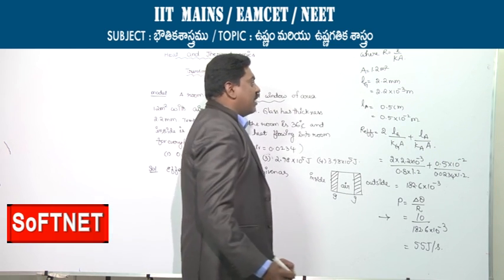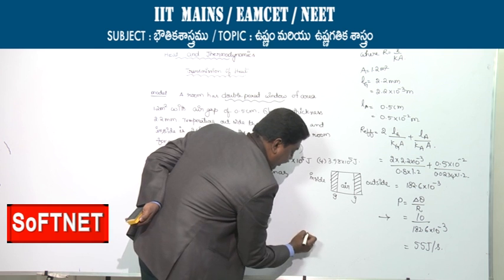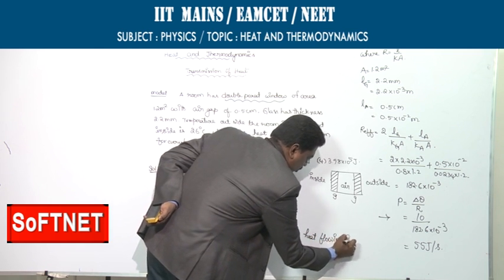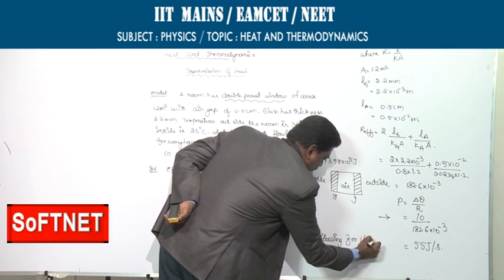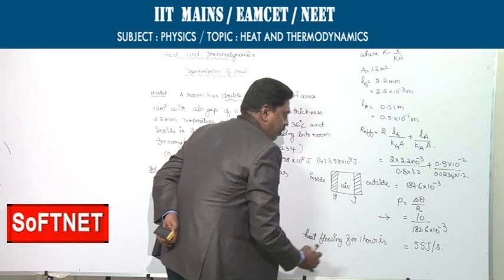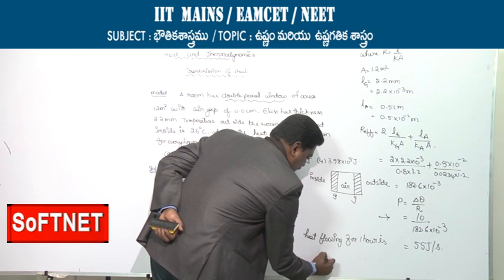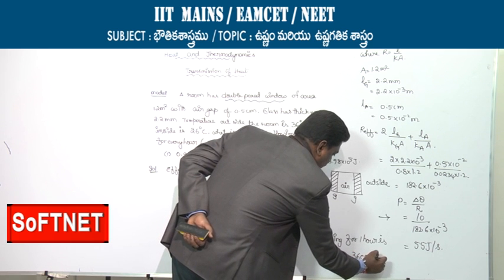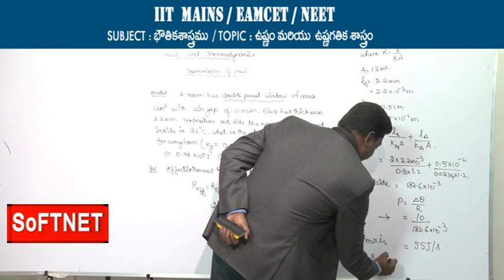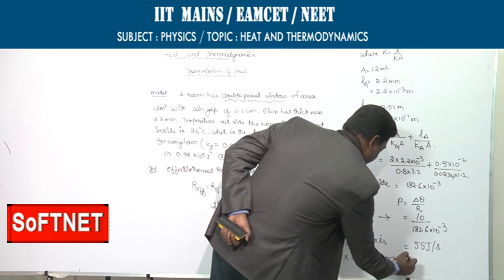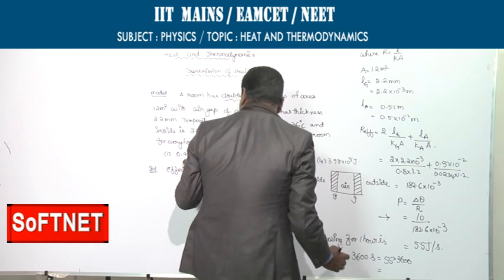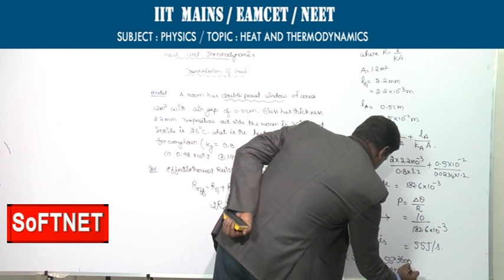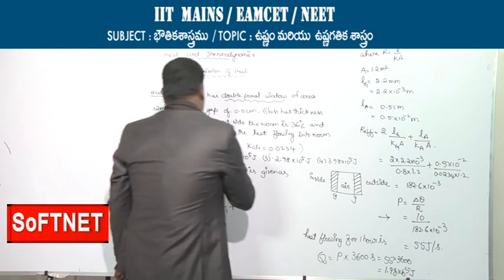But we want it for 1 hour. The heat flowing for 1 hour is Q equals power into 3600 seconds, which is 55 into 3600, which equals 1.98 into 10 to the power of 5 joules. This is the second option we are getting.